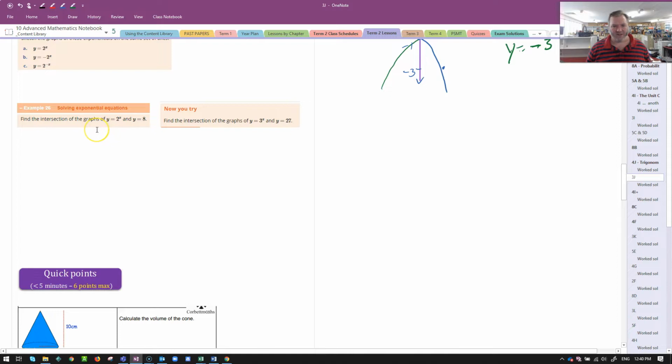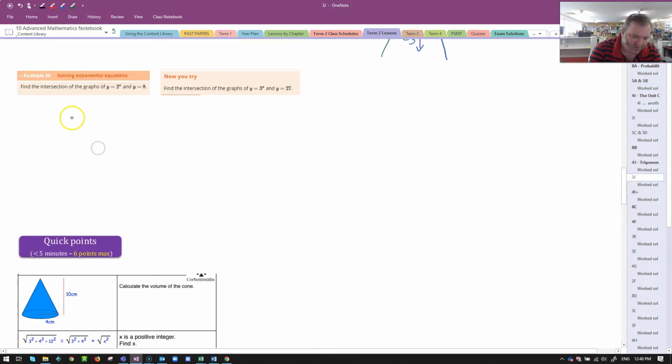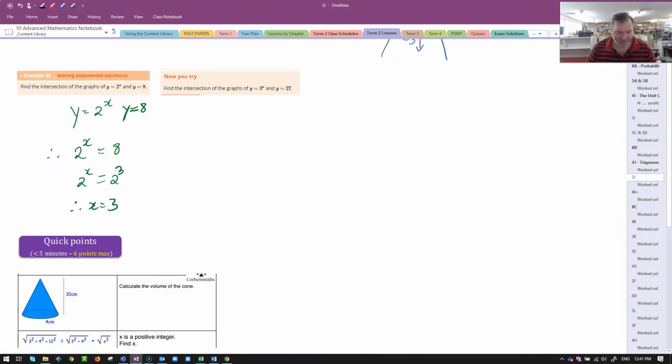Lucky last, find the intersection of these graphs. Well, that's something you can do straightforwardly. We've already looked at that, haven't we? y equals 2 to the power of x and y equals 8. Yes, I could use a graphics calculator, sketch them and find where they're equal, but I can also just use algebra and substitution. 2 to the x equals 8. 2 to the x equals 2 to the power of 3. Therefore, x equals 3.